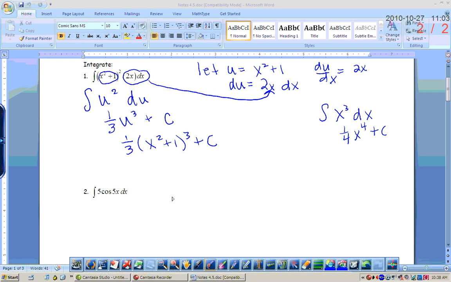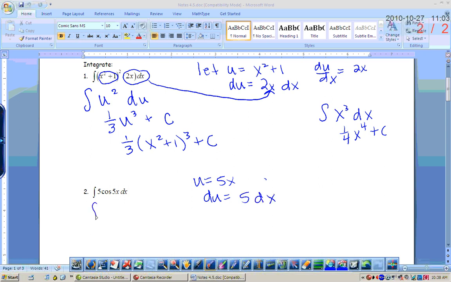Okay, with trig functions, if there's just a single trig function, you're going to let u equal the argument. So what's the argument on 5 cosine 5x? 5x. All right, so if u is 5x, the very next step is to take the derivative of u. So du would equal 5 dx. Good.